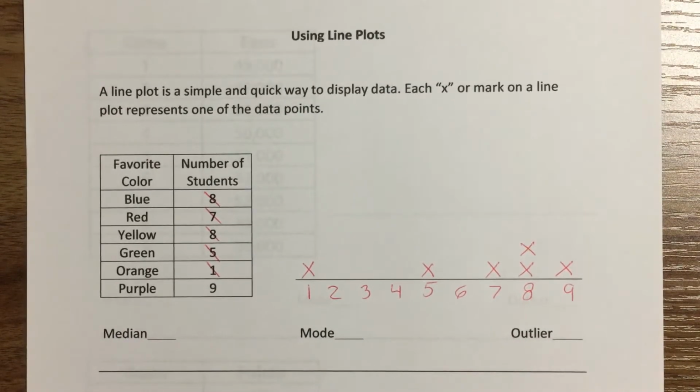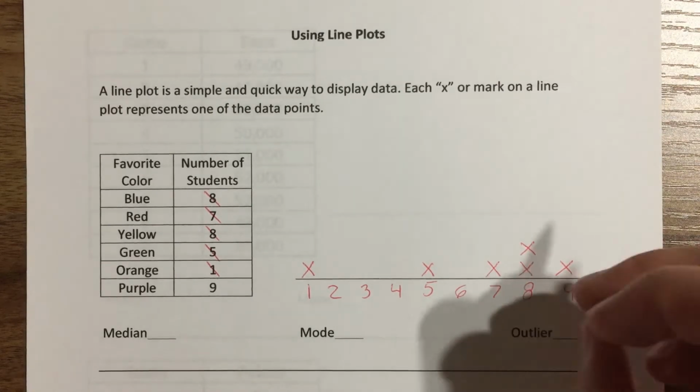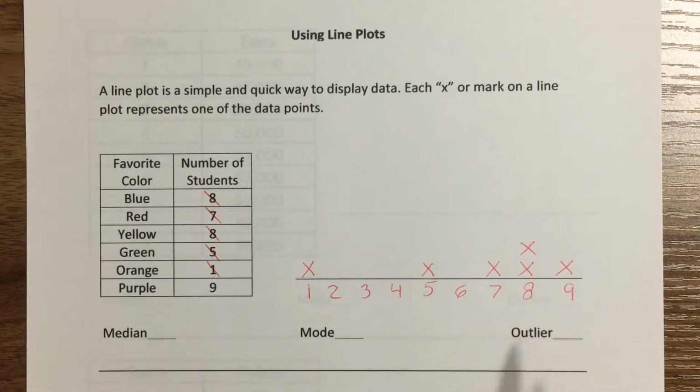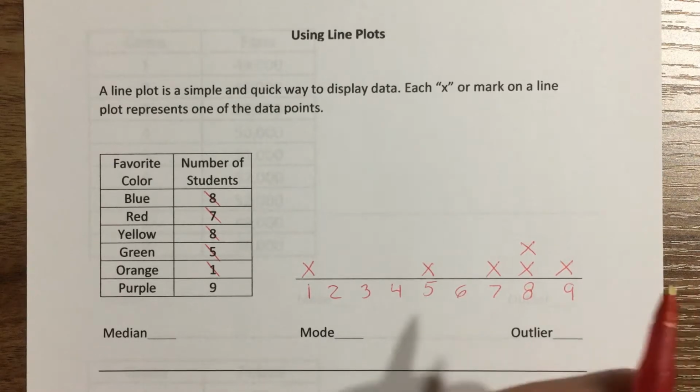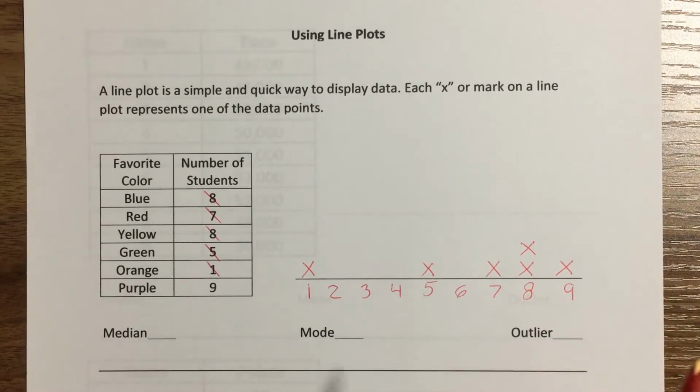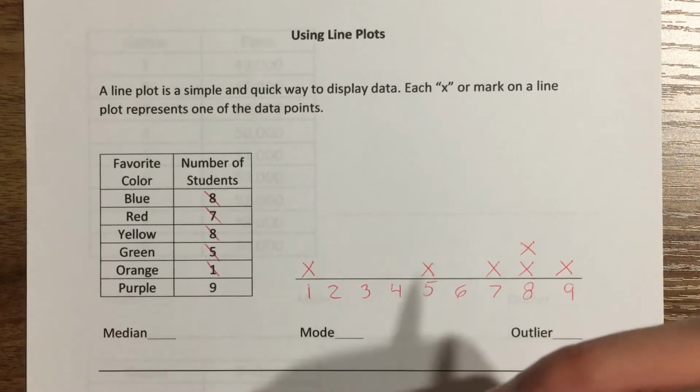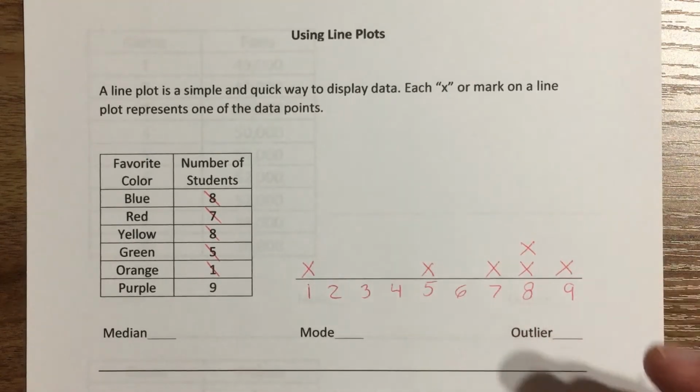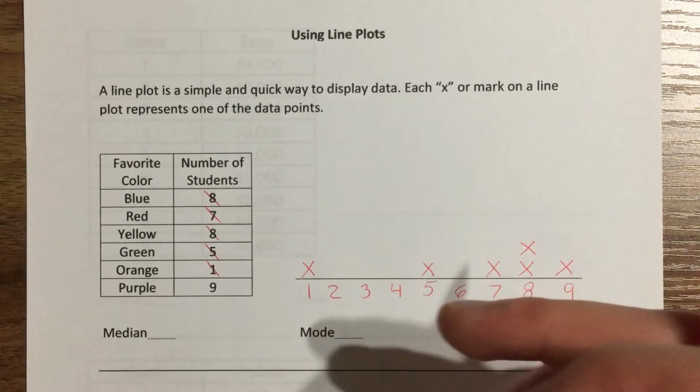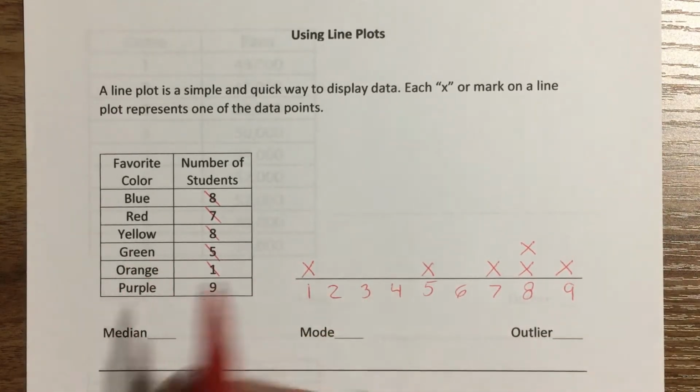Now, when we talked about median, mode, and outlier last time, we didn't draw a picture to help illustrate that and show it in picture form. We just looked at the numbers. Line plots are going to help you see that data in a different way. If you are a picture kind of person, if you don't like looking at numbers and words and would rather have a picture on the page, this is what's going to help you. We're going to translate the numbers in this table into picture form.